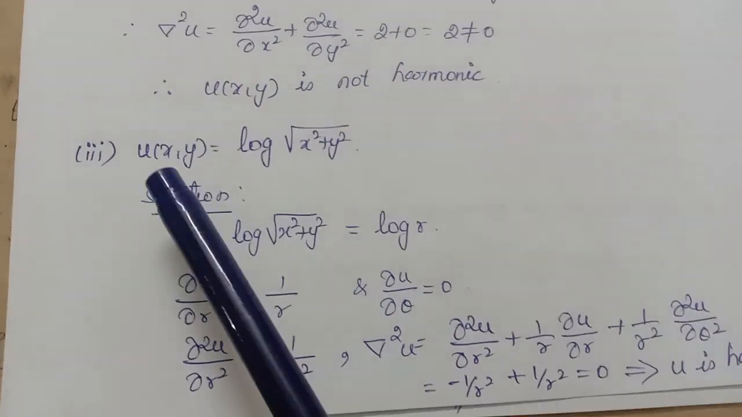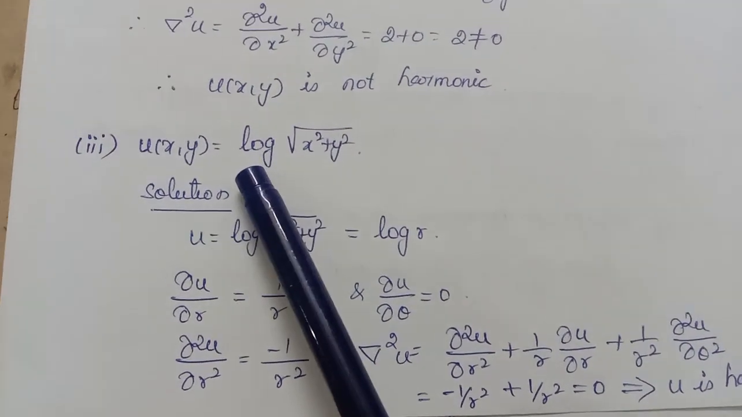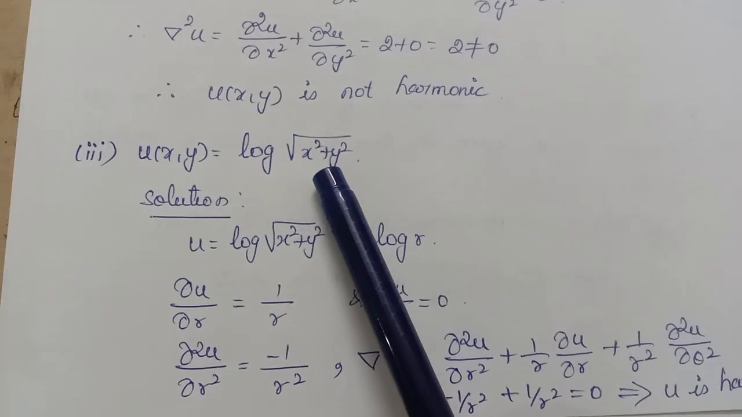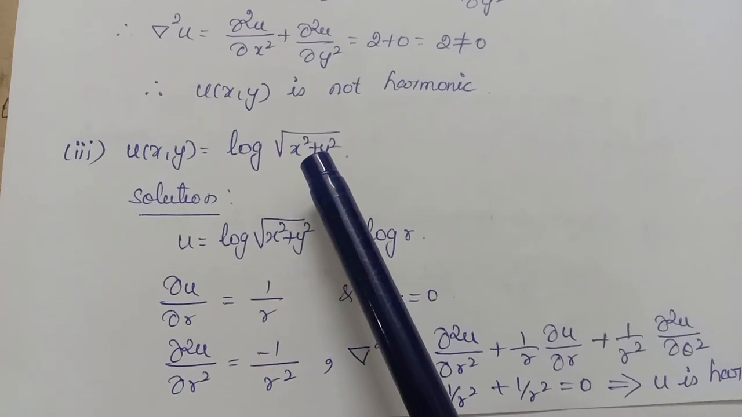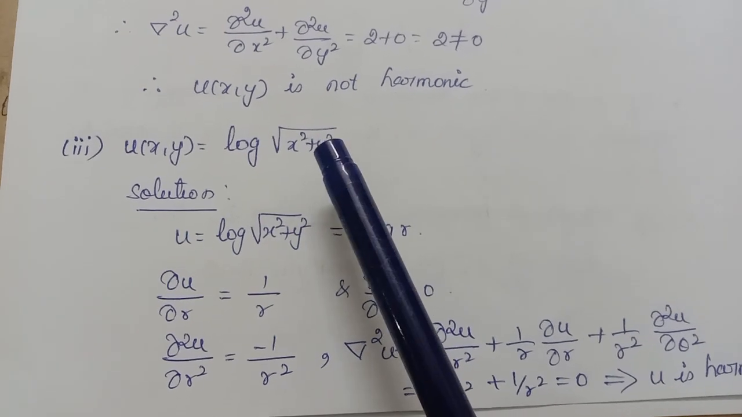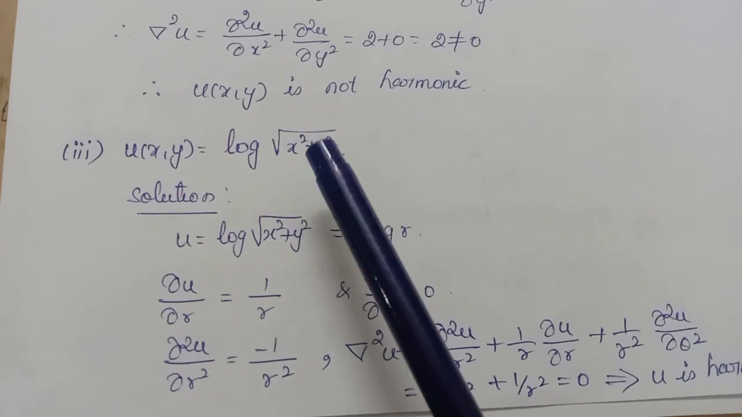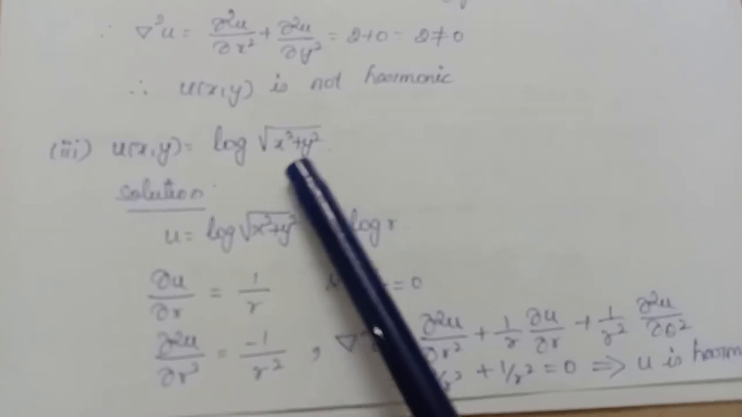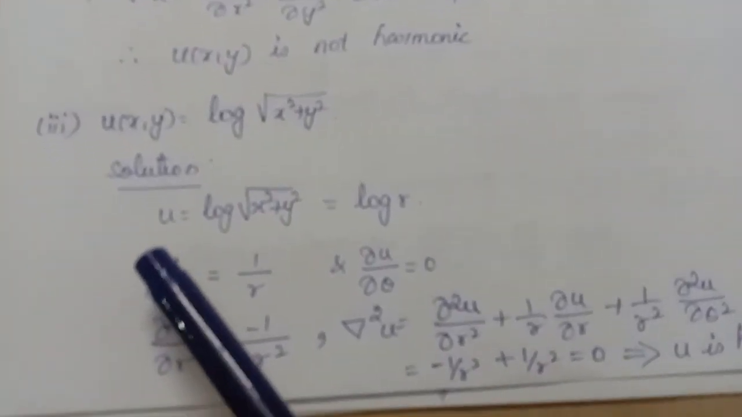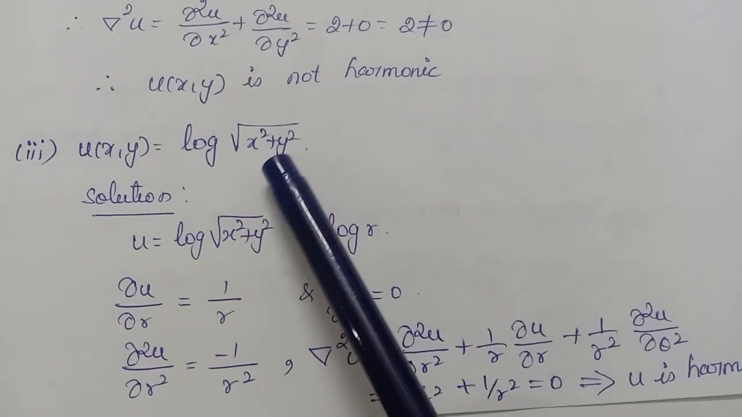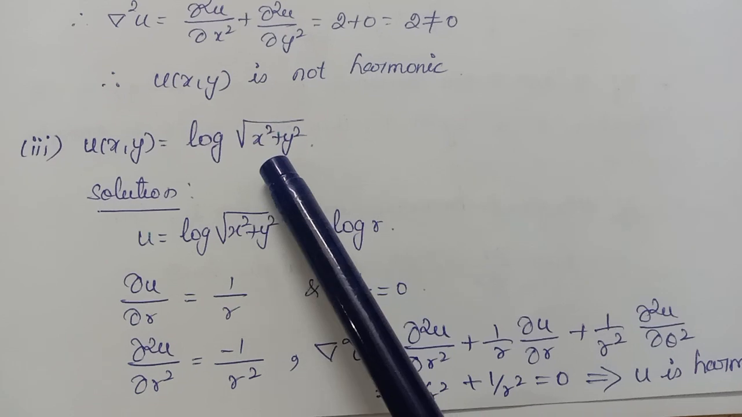Next example, u of x, y equal to log of root x square plus y square. Now we have to find its derivatives and check whether this is harmonic or not. We can proceed with x and y, but I am going to do it by using r and theta because it will be easy for me to differentiate this function.